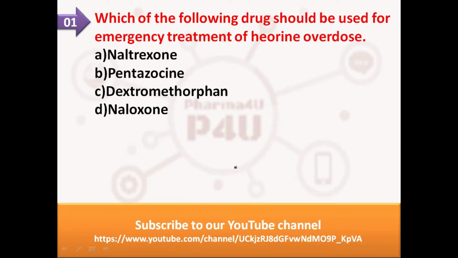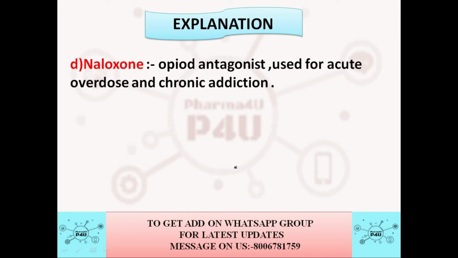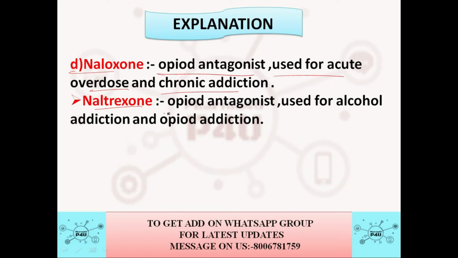The correct answer is naloxone. Naloxone is used as an emergency treatment of heroin overdose. So let's talk about it with the help of the explanation. Naloxone is an opioid antagonist used for acute overdose and chronic addiction, whereas naltrexone is an opioid antagonist used for alcohol addiction and opioid addiction. Students, just note down that it is used for alcohol addiction and opioid addiction.